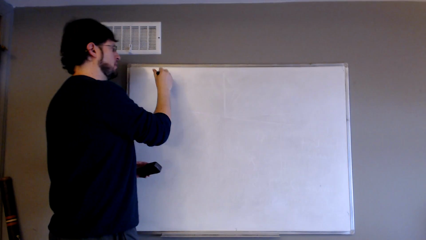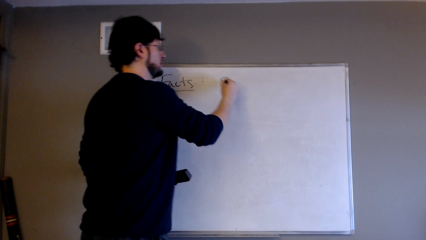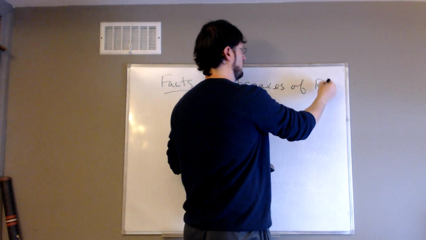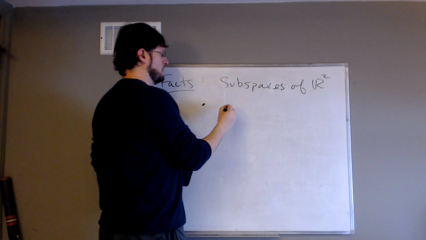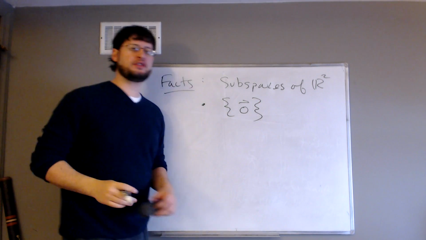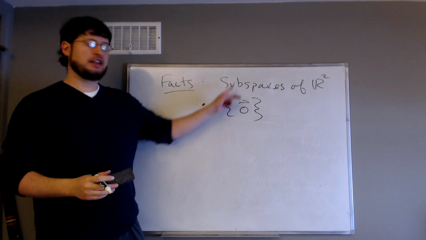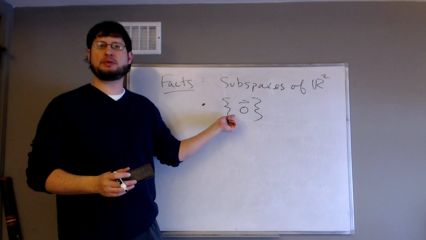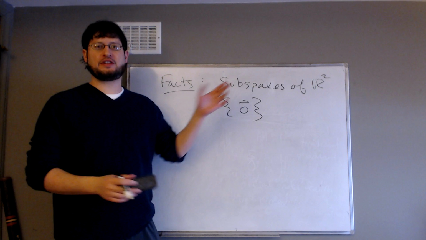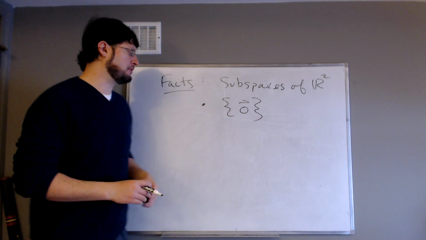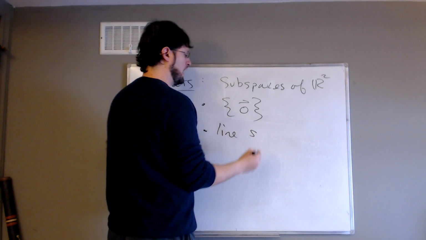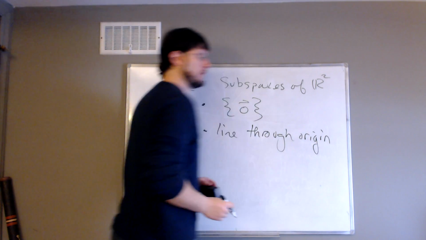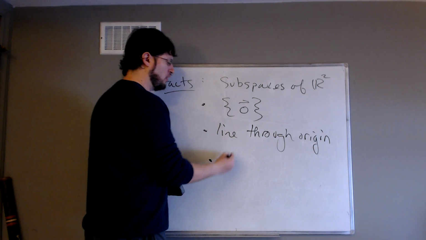I'm not going to prove this here, but here are some facts about subspaces of R2. There's only a few options. The set which only includes the zero vector is a subspace. Because if I take the set that only has the zero vector, it certainly has a zero vector. It's also closed under scaling, because if I scale 0 by anything, I get 0. It's also closed under addition, because if I add 0 plus 0, I still get 0. So that's a subspace. Another subspace is a line through the origin. We talked about that. The only other subspace is all of R2.